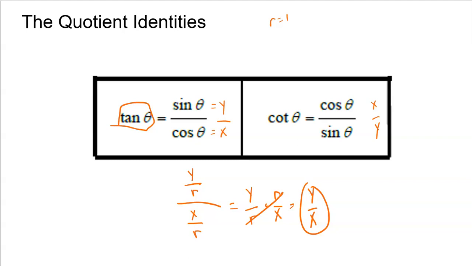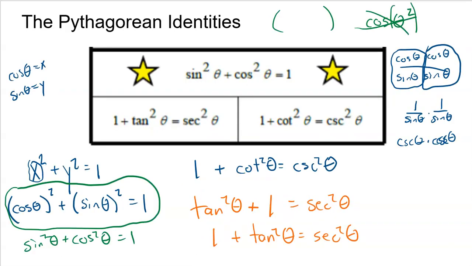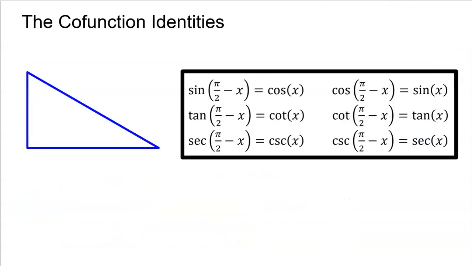Same thing here. Cotangent to the fifth would equal cosine to the fifth over sine to the fifth. So these ones work for multiple powers, whereas these ones only work for squares. All right, couple more identities to throw at you here. These ones are called the cofunction identities. And these ones can be a little bit confusing, so I'm going to do my absolute best to explain them.